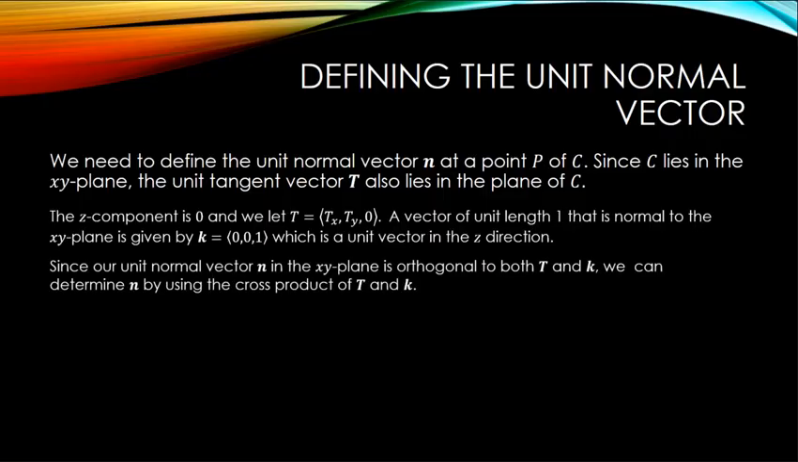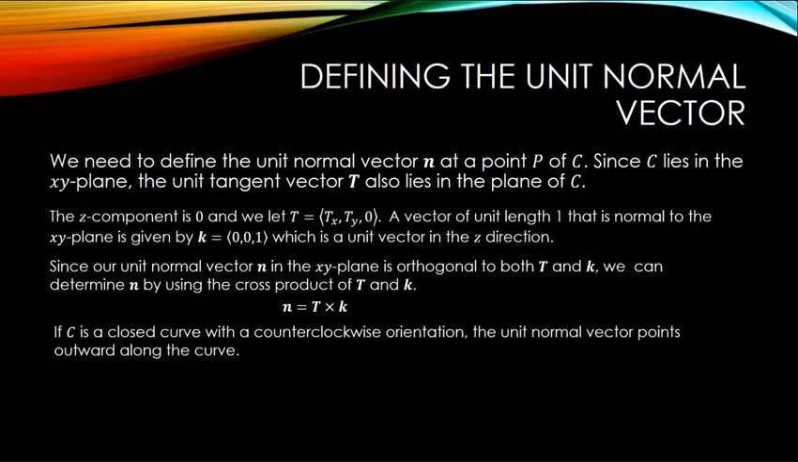Now, our unit normal vector n in the xy plane will be orthogonal to both the tangent vector and to my k vector. We can use my unit tangent vector and my vector k to determine n through the use of cross products between t and k. In other words, my unit normal vector to the curve C is given by the cross product of t and k.